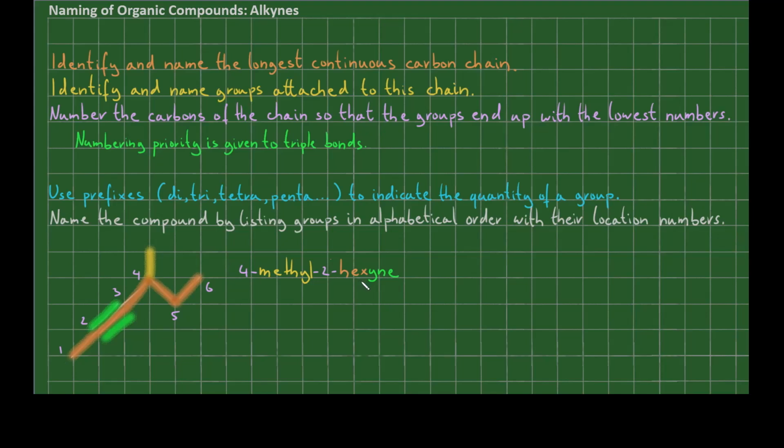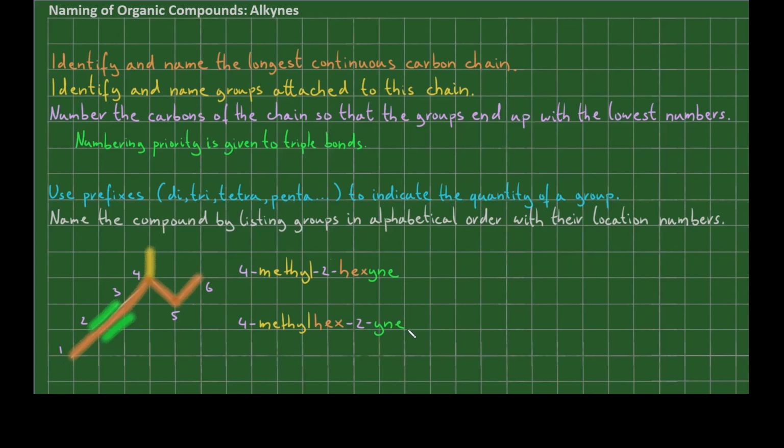Therefore, the name of this compound is 4-methyl-2-hexyne. Alternatively, we could also call it 4-methyl-hex-2-ine. The fun does not stop here. Every now and then, organic chemistry likes to reach out and slap you in the face with a wet sponge.